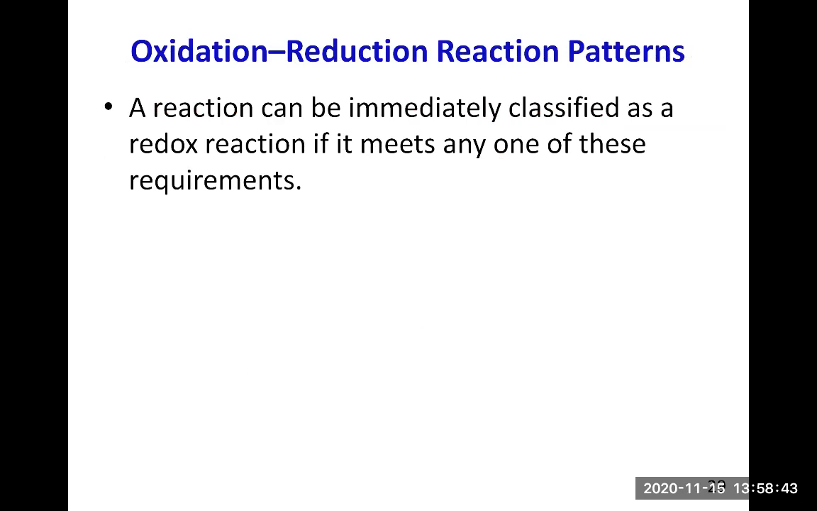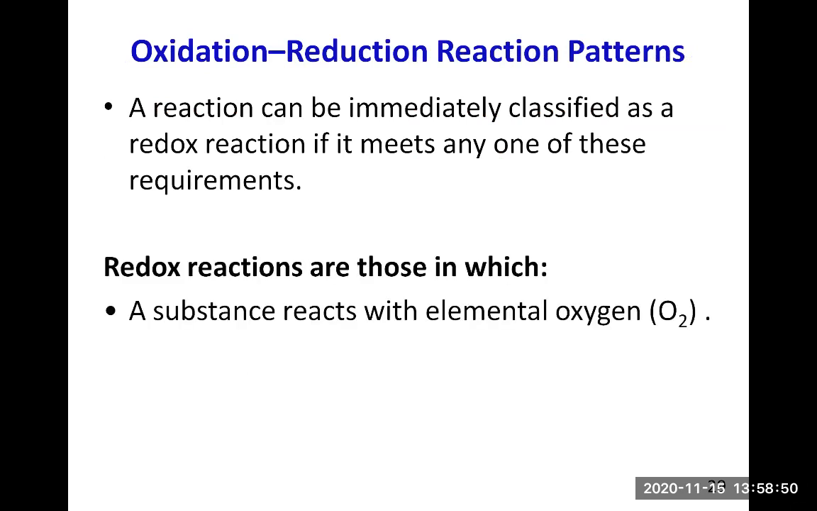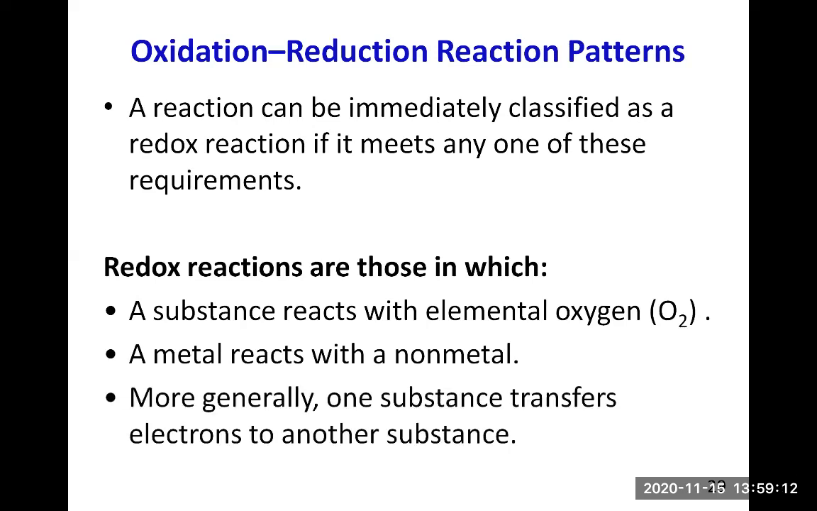A reaction can be immediately classified as a redox reaction if it meets any of these requirements. Redox reactions are those in which a substance reacts with elemental oxygen. So whenever oxygen, O2 gas, is a reactant, it's considered an oxidation-reduction reaction. When a metal reacts with a non-metal, that's also for sure a redox reaction. And more generally, when a substance transfers electrons to another substance, that's when you have a redox reaction.